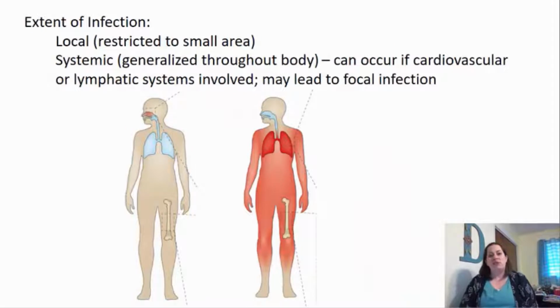Now, the extent of the infection is also important to note. Is it a local infection? This means is it restricted to a small area? A lot of times, like if you have a head cold restricted up here to your upper respiratory system, we would say that's more localized. However, it can also become systemic. This is a generalized infection throughout the body. This can occur if the cardiovascular or lymphatic system is involved, because this means that the invader has a highway to travel through the body. This could lead to a focal infection where it's going to be specific to a certain area, but the whole body still shows you some potential signs and symptoms.